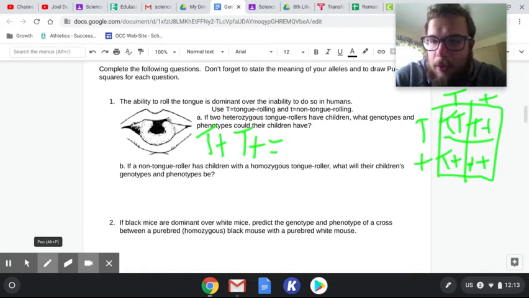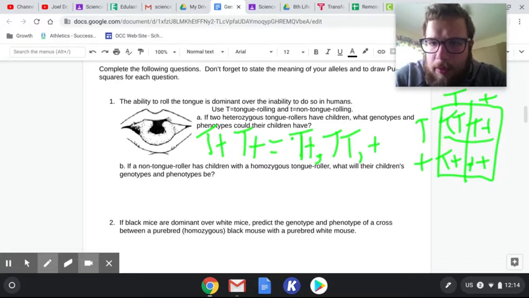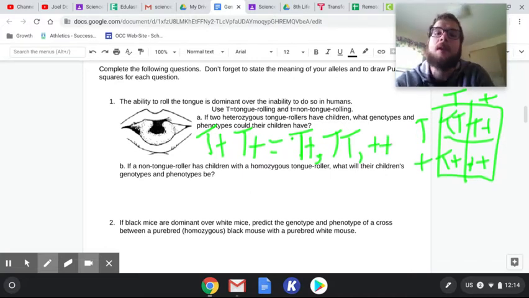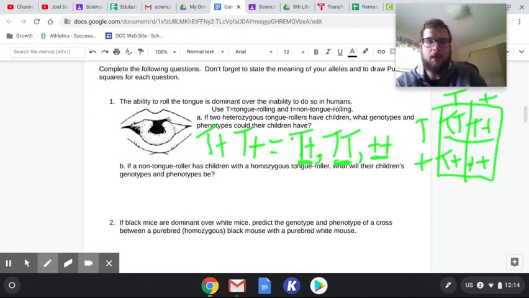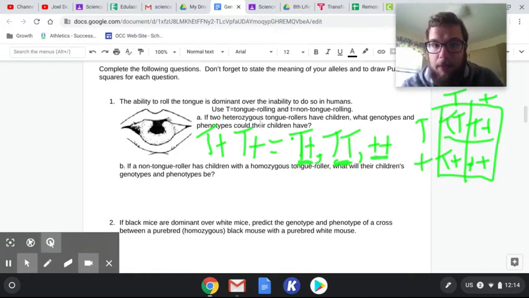So these guys, when they cross, they could get big T, big T, big T, little t, or little t, little t. Okay, those are their genotypes. Now, what are their phenotypes? They could be tongue roller, tongue roller, or non-tongue roller. Okay, so if the question was, what are the odds that their offspring will not be able to roll the tongue?